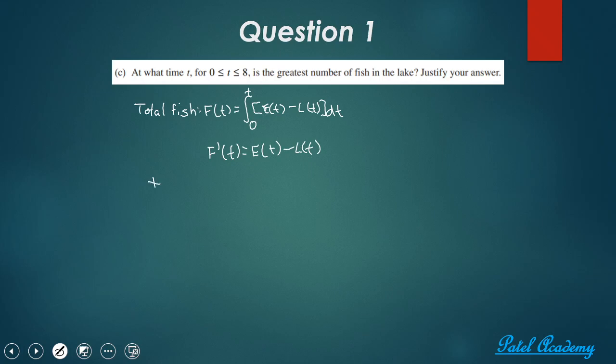Now, in this case, we're trying to find the absolute maximum. So if it's an absolute max, I have to test critical points. So these are the points where the derivative is equal to 0, and I have to test my endpoints. And so what I like to do is I like to say, okay, first I'm going to plug it into my graphing calculator, find the critical points.